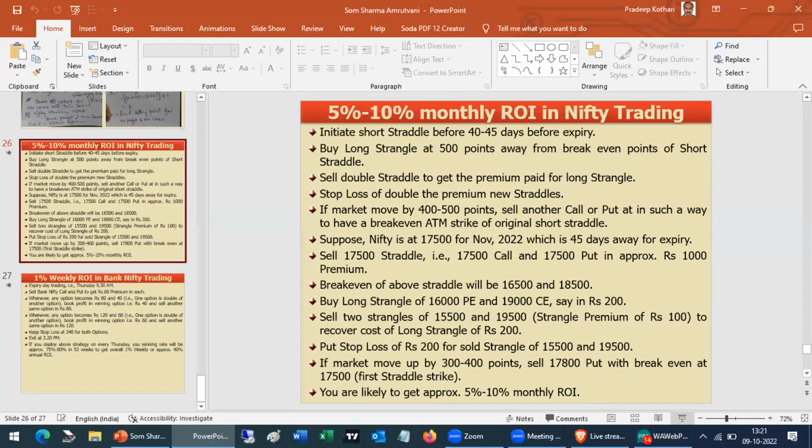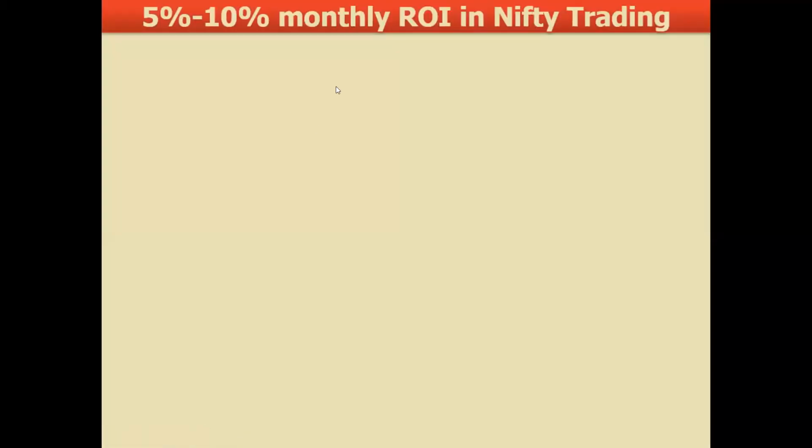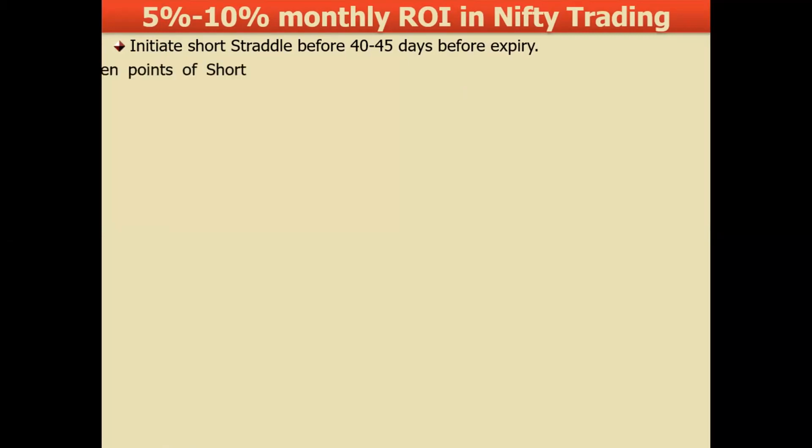Yes, sir. Okay. I will just cover this slide. What he explained yesterday, this is the same strategy. Now I have noted down all the points, so that we'll discuss. Okay. Number one, initiate the short straddle 40 or 45 days before expiry. जैसे आपको निफ्टी में अगर करना है तो अभी अपन नवंबर की करेंगे, around 40 to 45 days before the expiry. That is the number one condition.